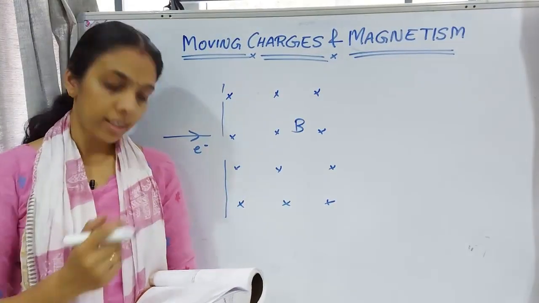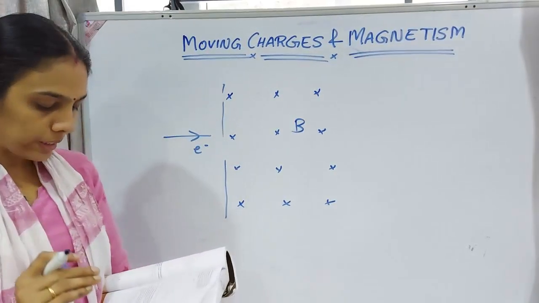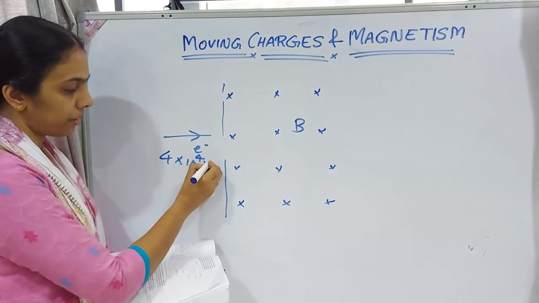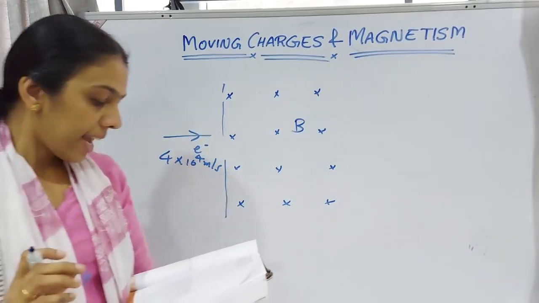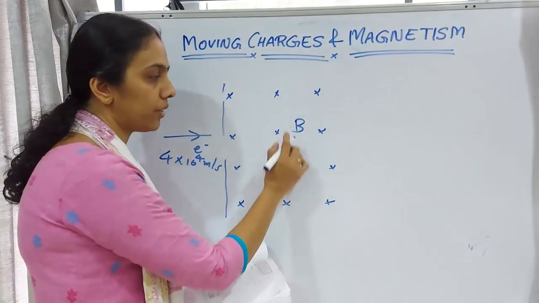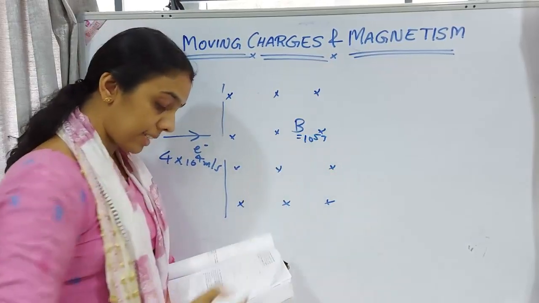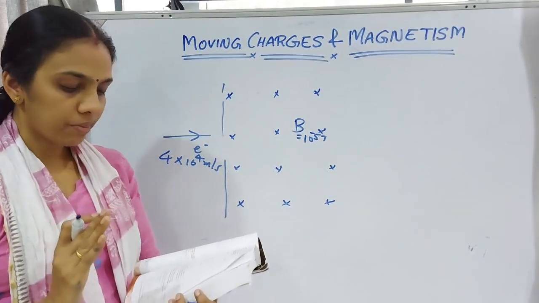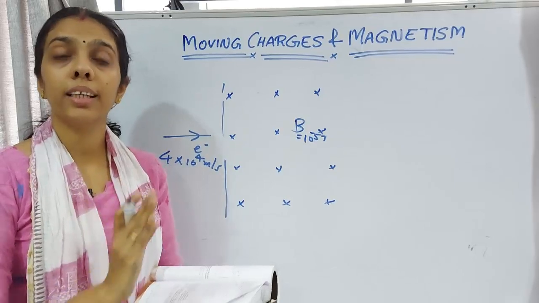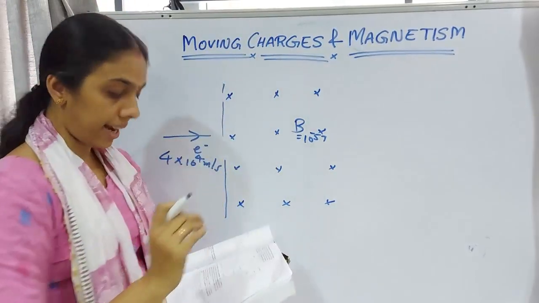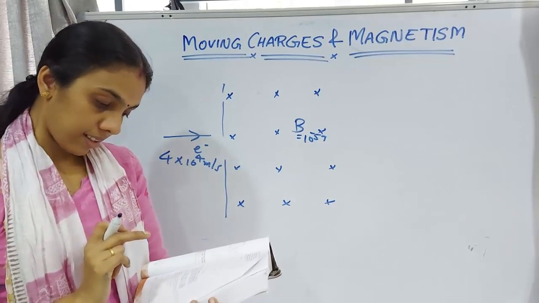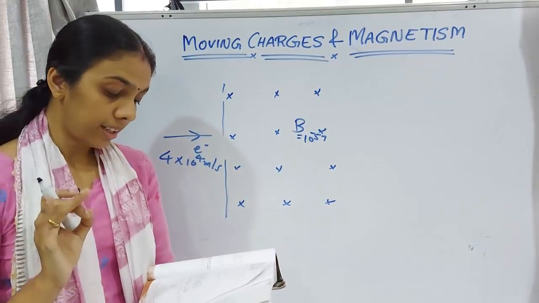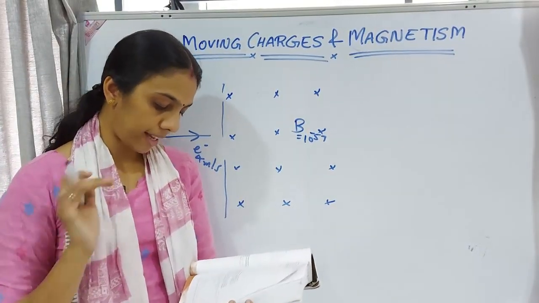So in this question, the electron is moving horizontally with a velocity of 4 into 10 to the power 4 meter per second. This is the velocity of the electron, and it enters a region of uniform magnetic field equal to 10 to the power minus 5 Tesla, acting vertically upwards. So like this it will be acting. Then draw its trajectory and find the time it takes to come out of the region of magnetic field.